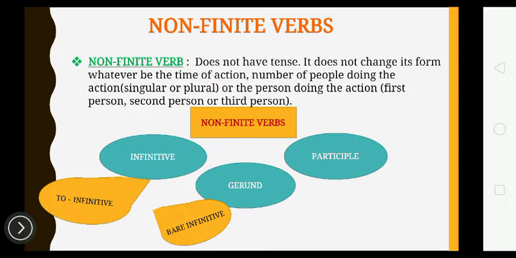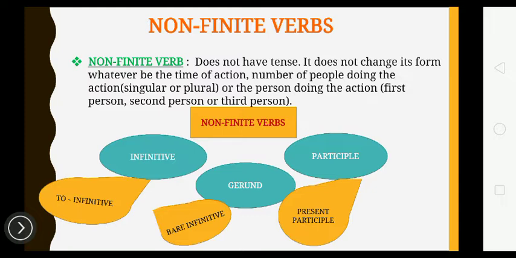So it is very important to know what this infinitive means. You can directly consider infinitive as the first form of the verb. Where the first form of the verb comes, there you have to identify it as an infinitive. When the first form of the verb comes along with to, that time we know it as to-infinitive. And bare, what is the meaning of bare? Bare means only. So when you find only the first form of the verb, you will consider it as bare infinitive.